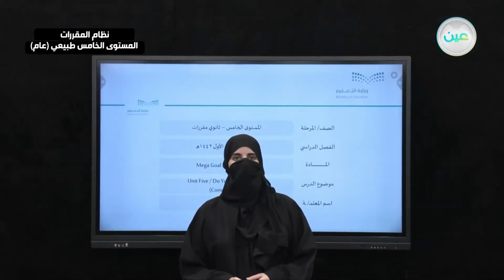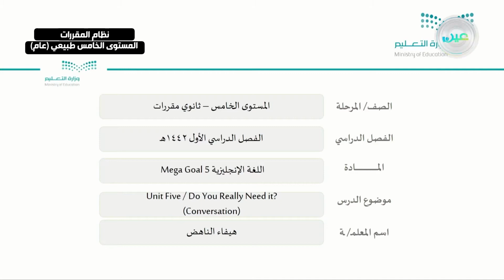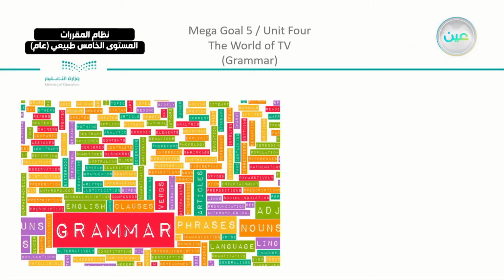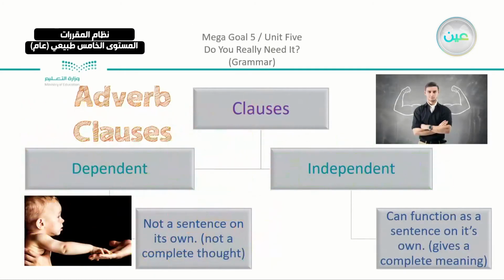Hello, students. Yesterday we started the grammar in Unit 5. Our grammar lesson was about adverb clauses. Now these adverb clauses, or clauses in general, we divided into two parts. The first one is a dependent clause, and we compared it to a small baby. Just remember that it can't stand on its own. The meaning is not complete.